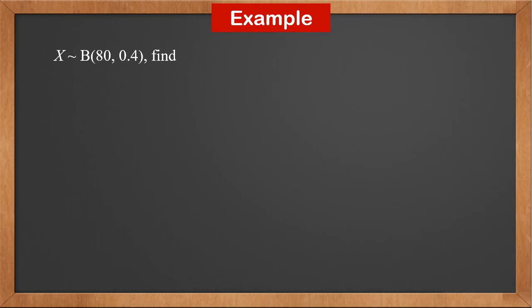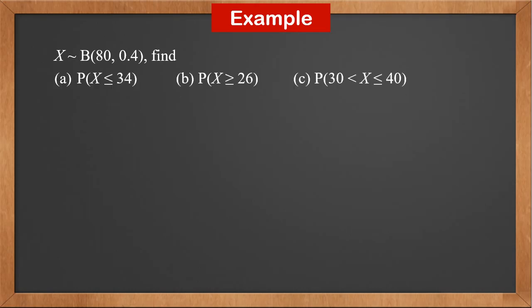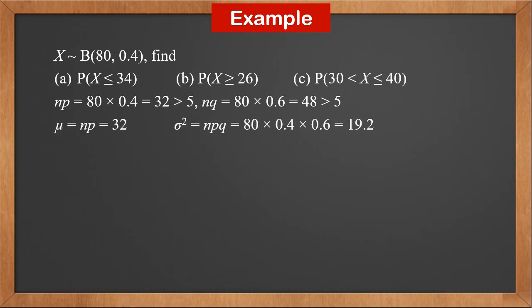X is B(80, 0.4). Find P(X ≤ 34), P(X ≥ 26), and P(30 < X ≤ 40). Let's see if np and nq are greater than 5. np is 80 times 0.4, which is 32. It's greater than 5. nq is 80 times 0.6, which is 48. It's greater than 5. So we're good. Mu is np, which is 32. Sigma squared is npq, which is 80 times 0.4 times 0.6.